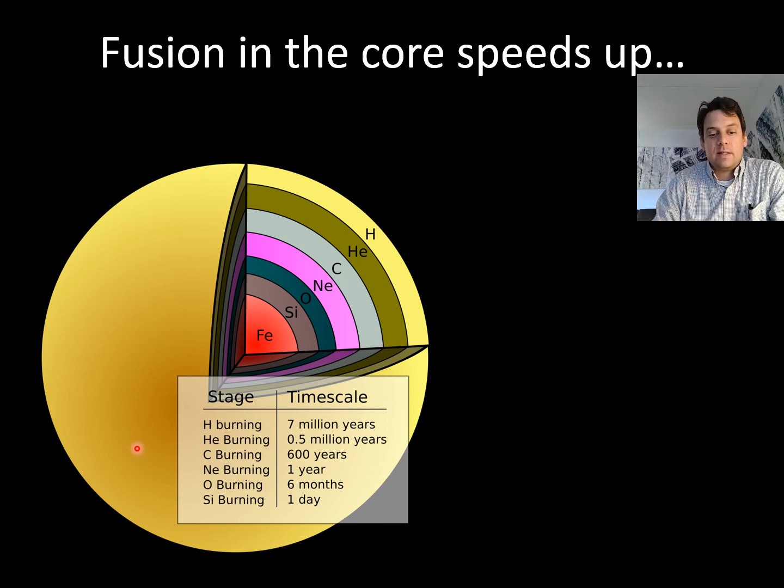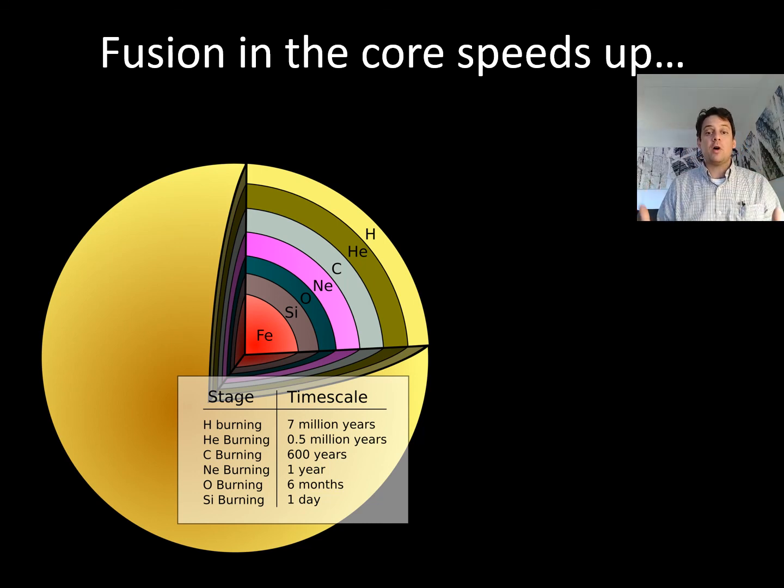Once that completes, once all the hydrogen is gone from the core and it collapses, the triple alpha process takes only about 500,000 years to consume all of the helium. Once that's done, it takes maybe 600 years for all the carbon to be consumed, maybe 1 year for the neon, 6 months for the oxygen, and as little as 1 day for the silicon.